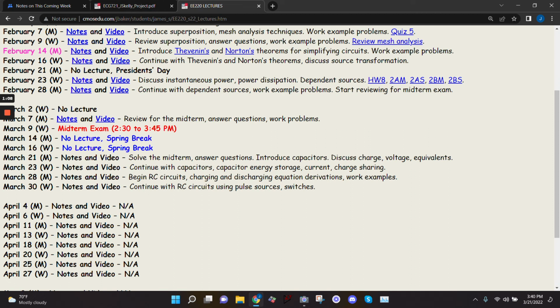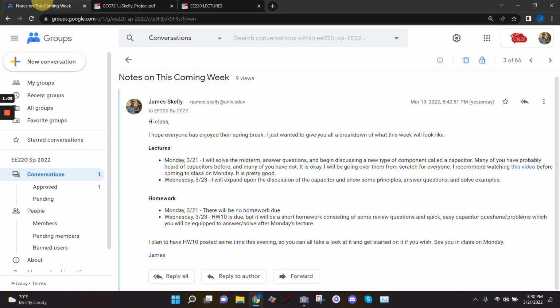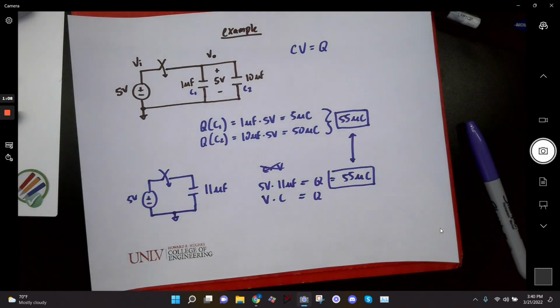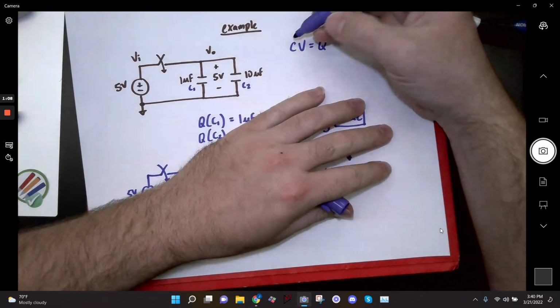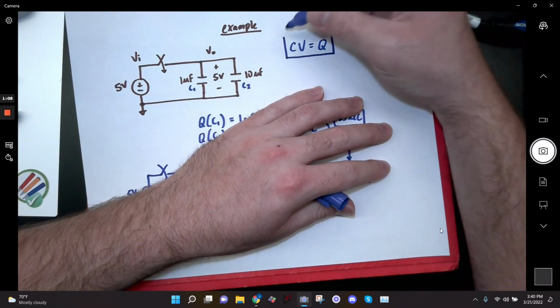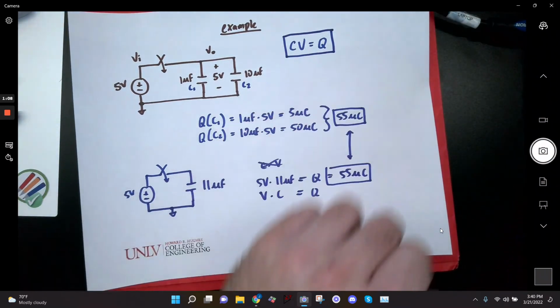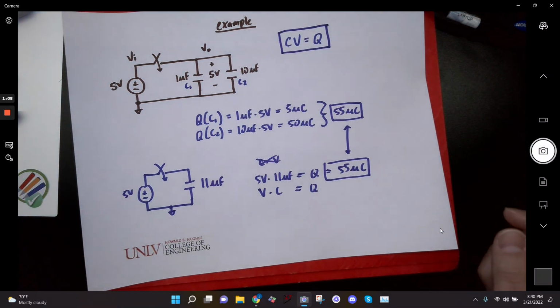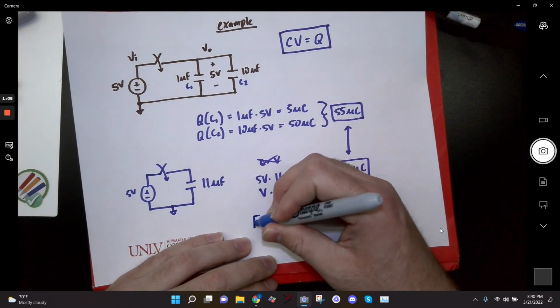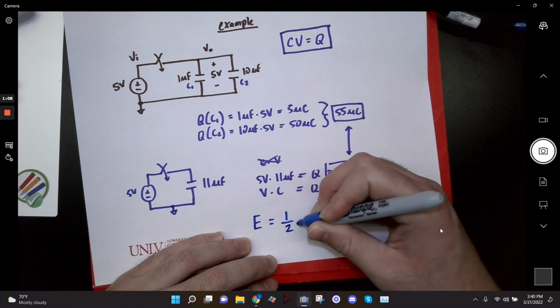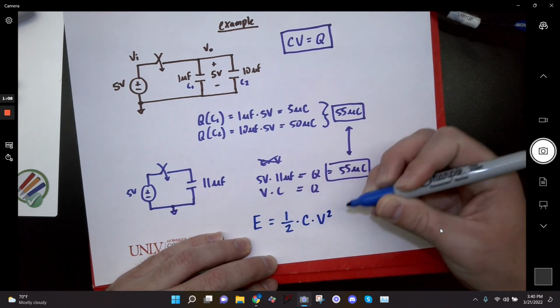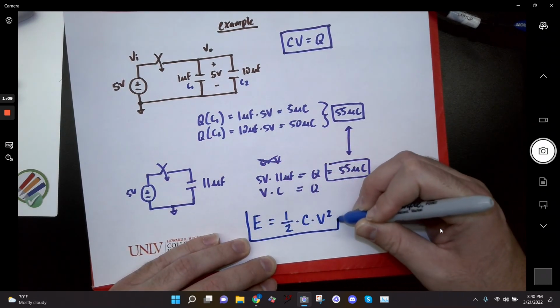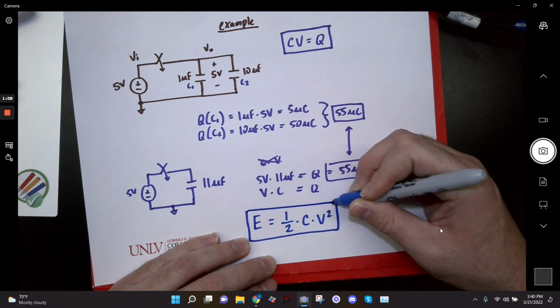We just briefly go over energy storage of a capacitor because it's another really quick equation that you're just going to have to memorize. So CV equals Q is one to definitely memorize. I don't think you'll have a hard time memorizing it. The other equation is how much energy is being stored in that capacitor. And that equation is 1/2 CV squared. That's the energy stored by a capacitor, in a capacitor.